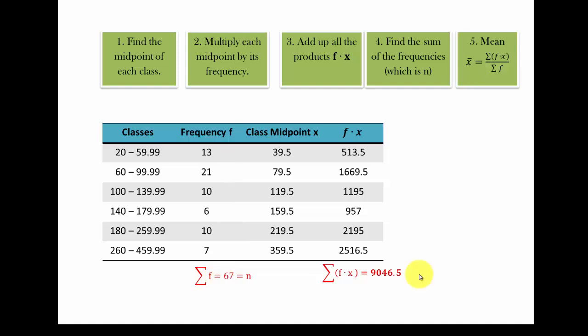Now, the last step is to take the sum of all the products between the frequencies and midpoints and divide it by the sum of the frequencies. We will obtain x bar is equal to the sum of the products fx divided by the sum of f, which is equal to 9046.5 divided by 67, and this gives us 135.02, which is our estimated mean for the problem.